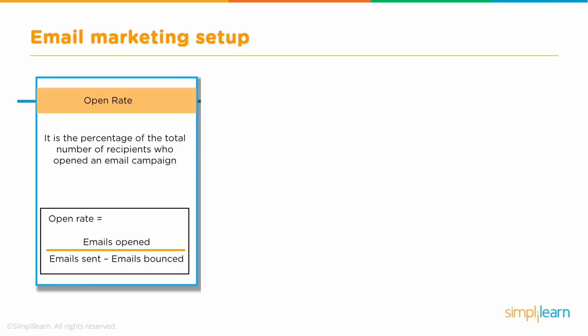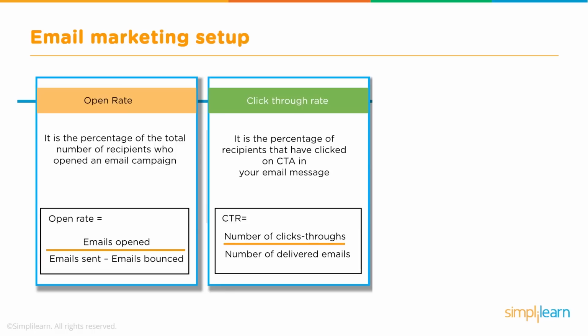And let's just say 75 opened the email, okay? We wrote such a good subject line that they opened it. Okay, that's 75%. That's a 75% open rate. And that's how you measure open rate. Click-through rate.